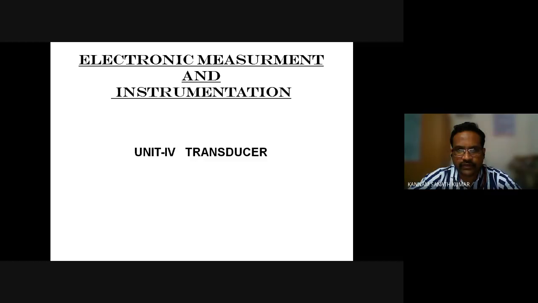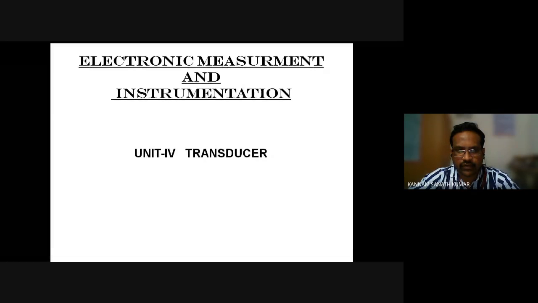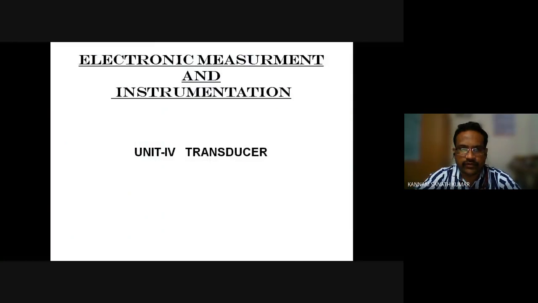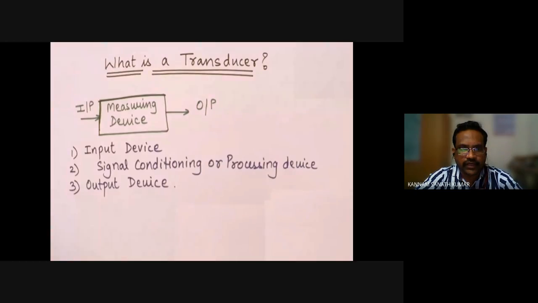So we completed the third unit, CRO. Today we will discuss the fourth unit, that is transducers. So what is a transducer? It's a measuring device.